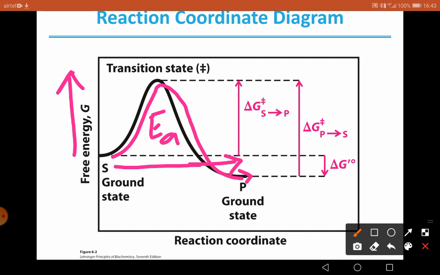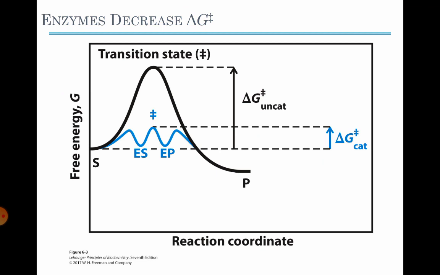So the substrate is not directly getting converted into product. The substrate increases its energy of activation, and it reaches a particular state called the transition state. Then the energy of activation decreases as soon as we get the product.